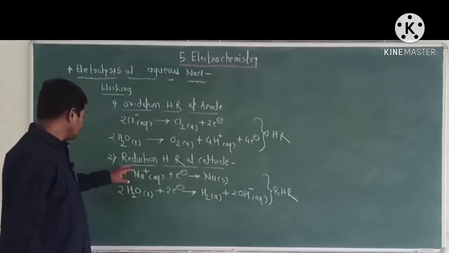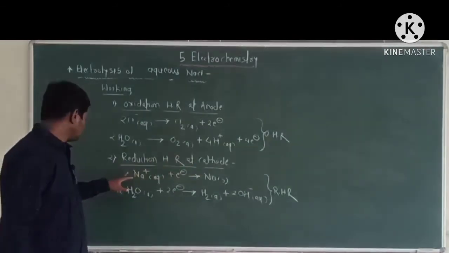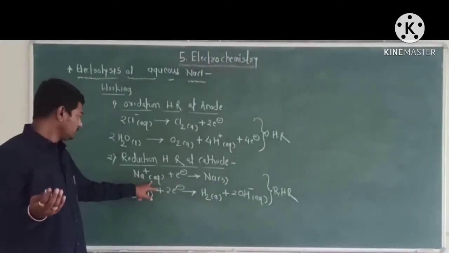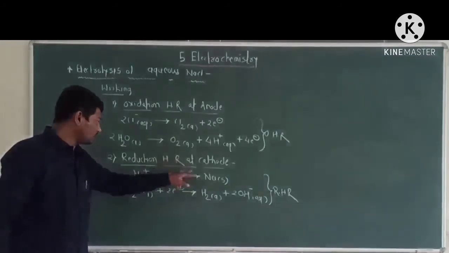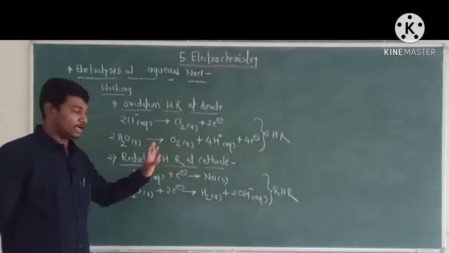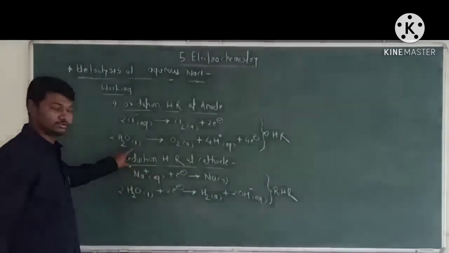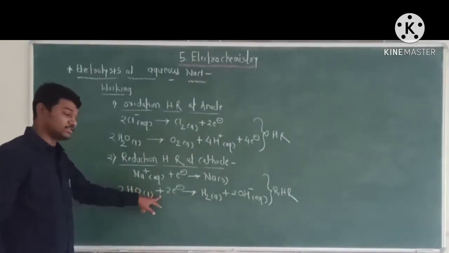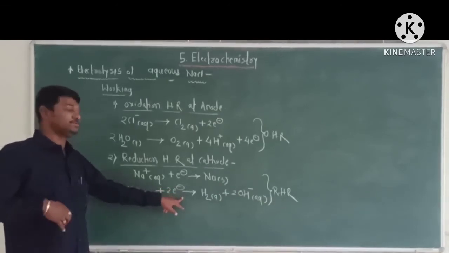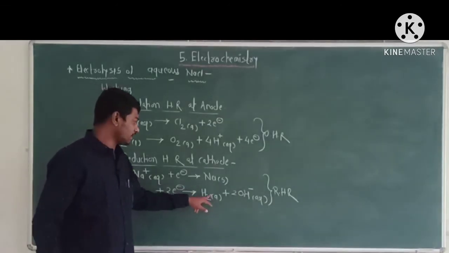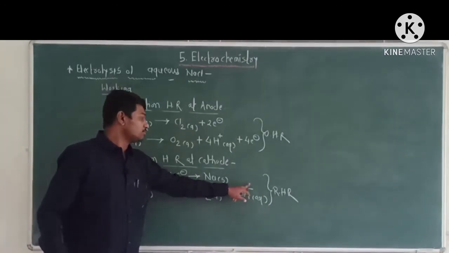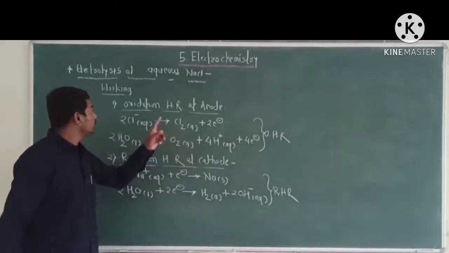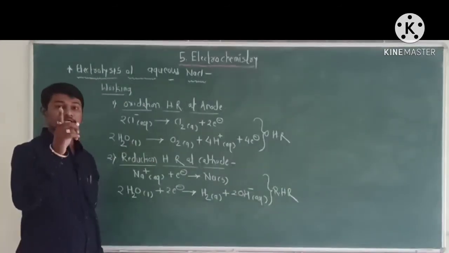Okay. At cathode, the sodium ion, that is Na plus, accepts the electron and reduces into metallic sodium. At that time, the other reduction reaction occurring at the cathode is 2H2O accepting the electron and reducing into H2 gas, that is hydrogen gas, and giving 2OH minus ion. These are the two reduction half reactions which occur at the cathode during the electrolysis of aqueous NaCl.